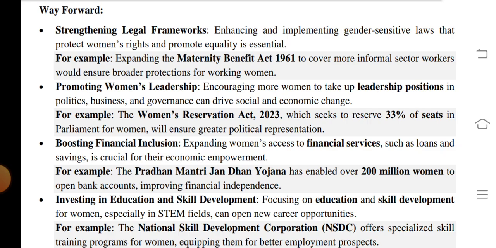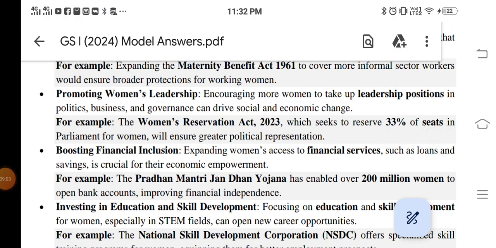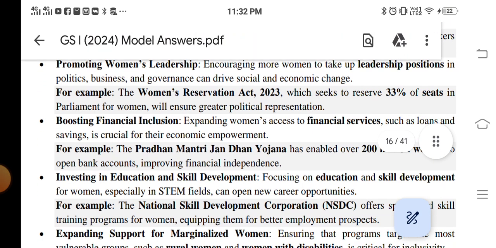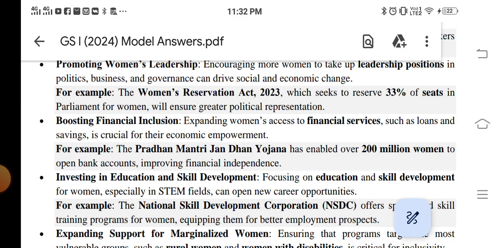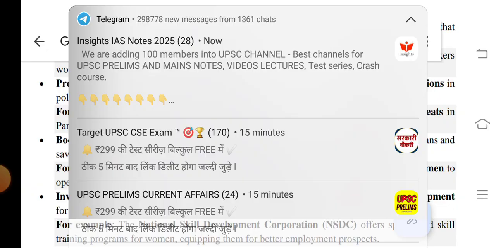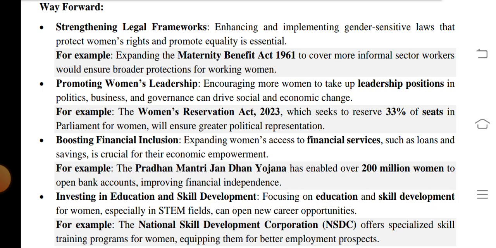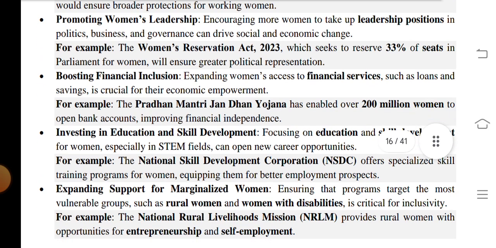Promoting women's leadership: encouraging more women to take up leadership positions in politics, business, and governance can drive social and economic change. For example, the Women's Reservation Act 2023, which aims to reserve 33% of the seats in parliament for women, will ensure greater political representation.